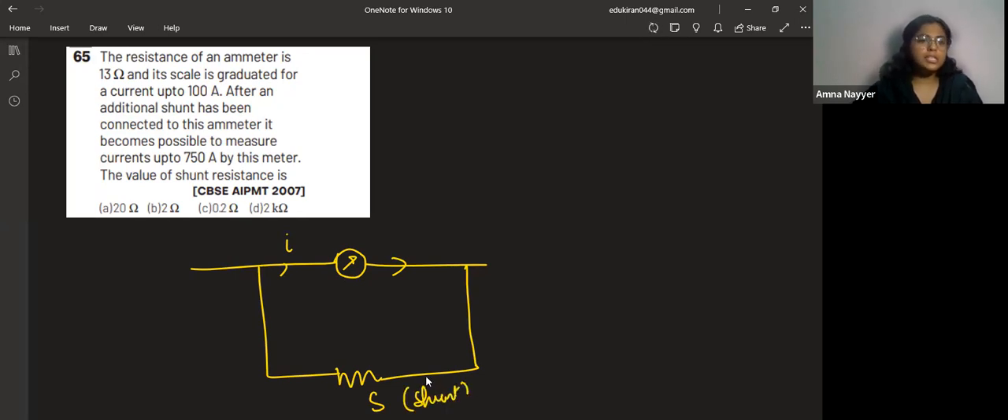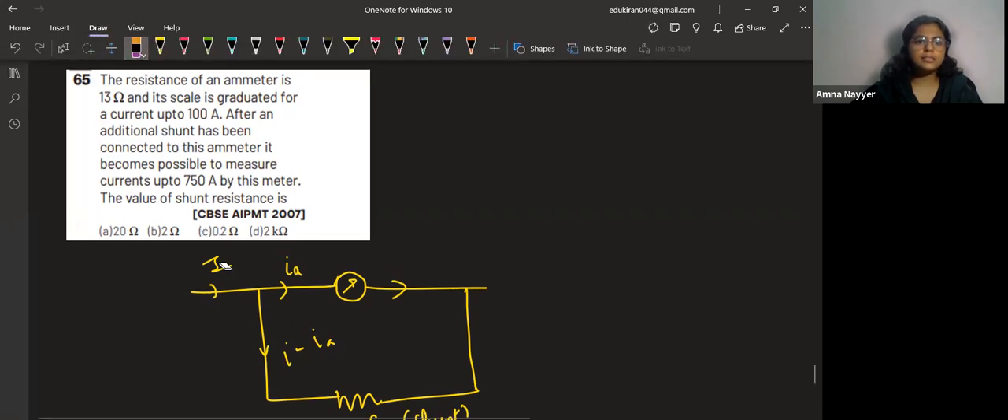All right, so what is the question saying? Obviously across both of them, let's say the total current is I, and the current that passes through the ammeter is, let's say, IA. From here, the shunt current will become I minus IA. Right, let me take this as I.